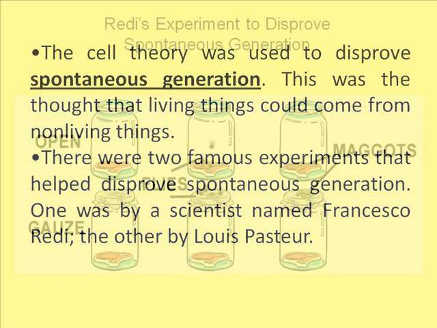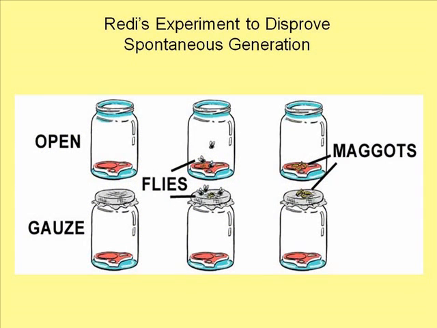And there were two other famous scientists, Francesco Redi and Louis Pasteur, who did experiments to also disprove spontaneous generation. The first experiment was by Redi, and he wanted to disprove that maggots just poof appear out of nowhere. So he set up two sets of jars. The first jar, he put a piece of meat in it, and he left the top open. The second jar, which is on the bottom, he put a piece of meat in, but he covered the jar with a piece of cloth and a rubber band so that nothing could actually get down into the jar.